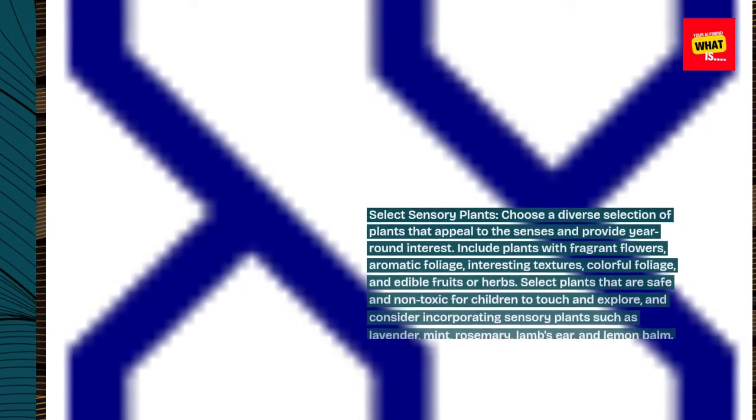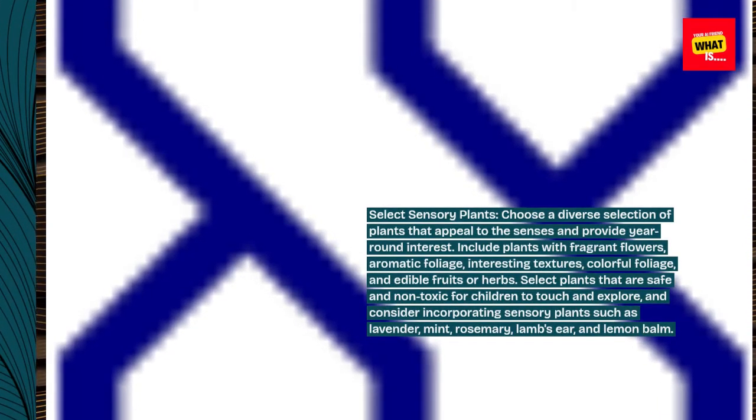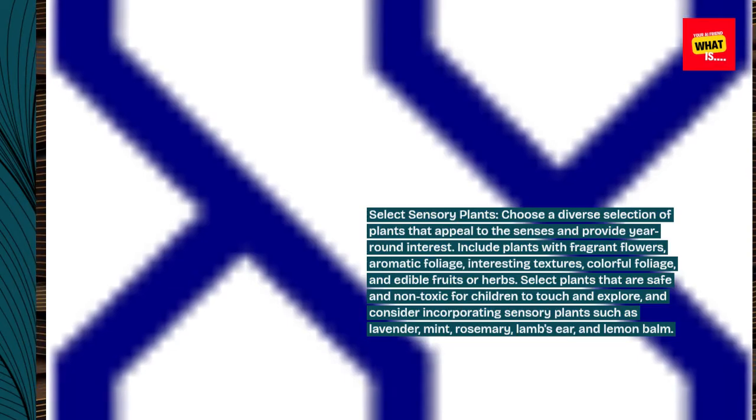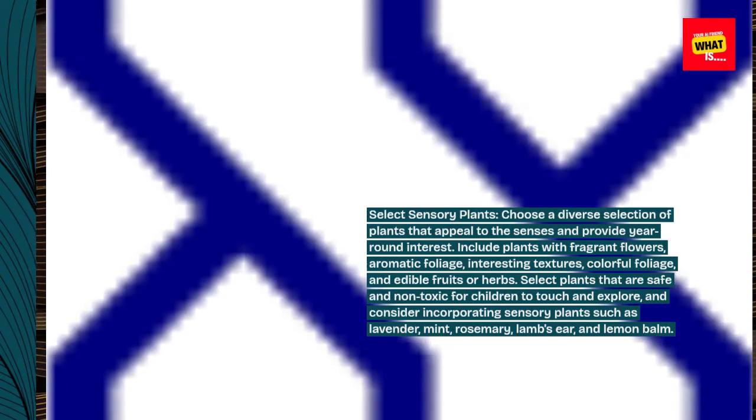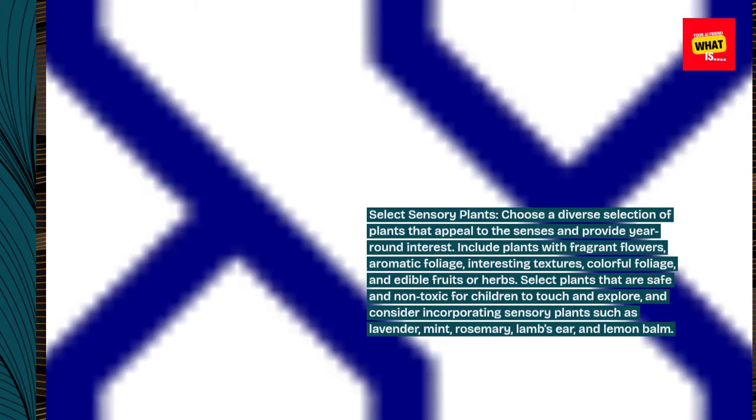Select sensory plants. Choose a diverse selection of plants that appeal to the senses and provide year-round interest. Include plants with fragrant flowers, aromatic foliage, interesting textures, colorful foliage, and edible fruits or herbs. Select plants that are safe and non-toxic for children to touch and explore, and consider incorporating sensory plants such as lavender, mint, rosemary, lamb's ear, and lemon balm.